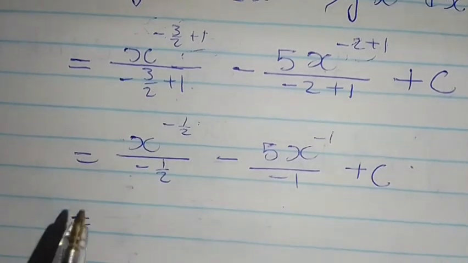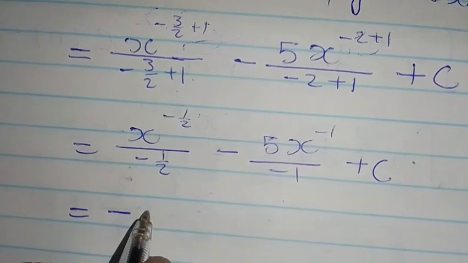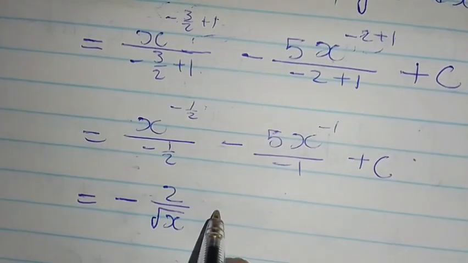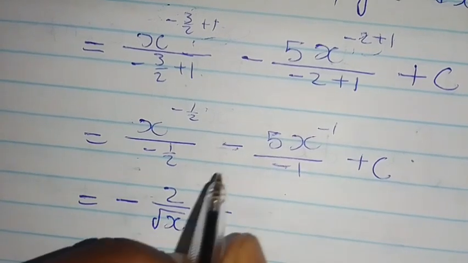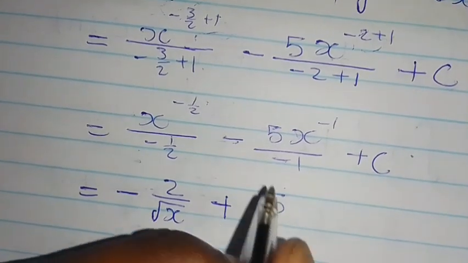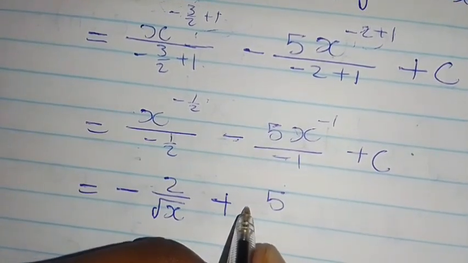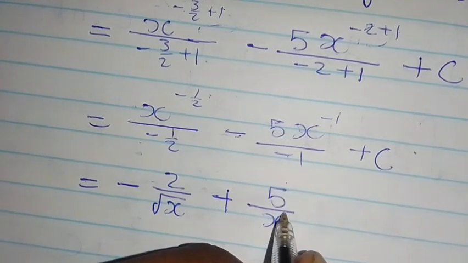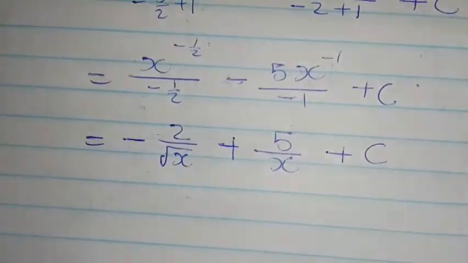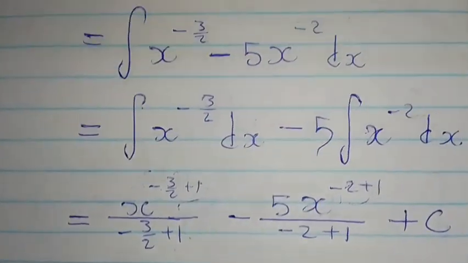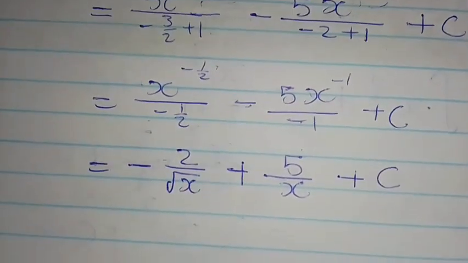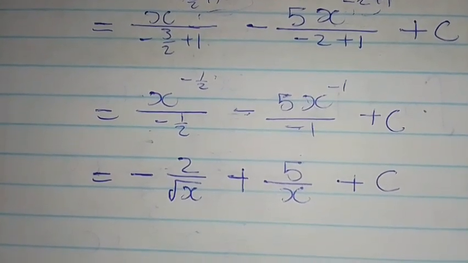Now, this will simplify to minus 2 over the square root of x. Since I have negative and negative, it will be positive. So I'll have 5, and the negative just tells you that this is below the fraction line. It is a denominator. Then you'll have 5 over x to the power 1, which is the same as x. Then you add the constant. That's what you're going to have as the integral of this. So you can basically practice this. Hopefully you'll get good at it.